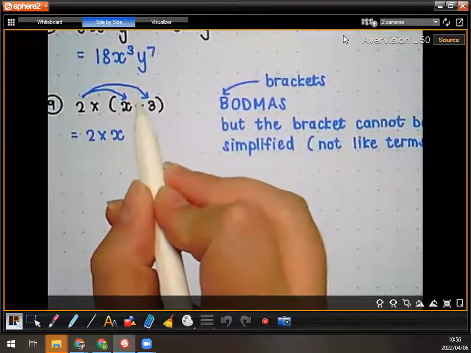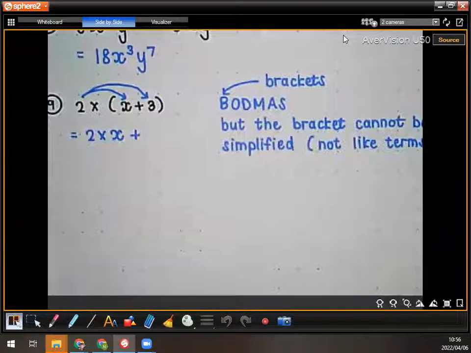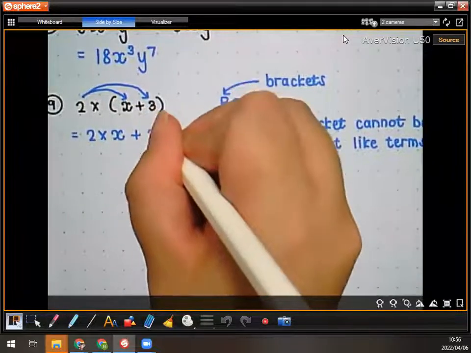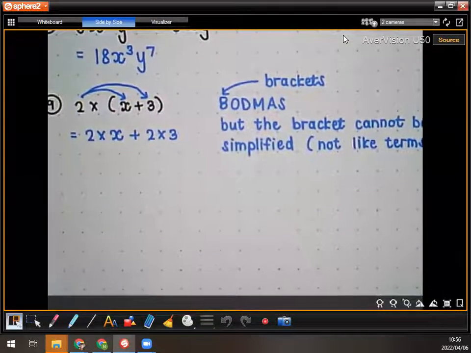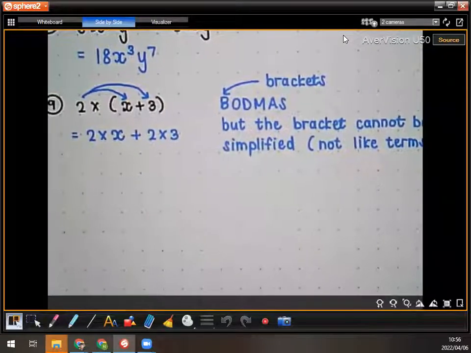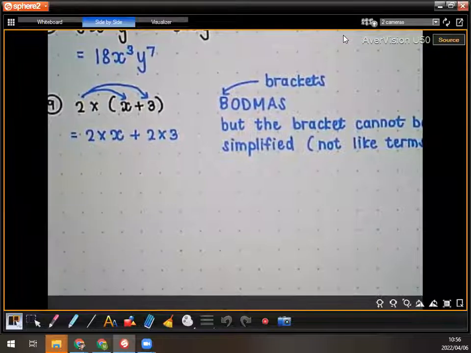And then, guys, this is a positive 3, all right? So I'm going to have to put a plus there. 2 times 3 then. All right, that's what you're actually going to do. You're going to take that 2 that's in front, multiply it by the x, and then also by the 3. Because there's a plus in between there, you're going to put a plus in between there.